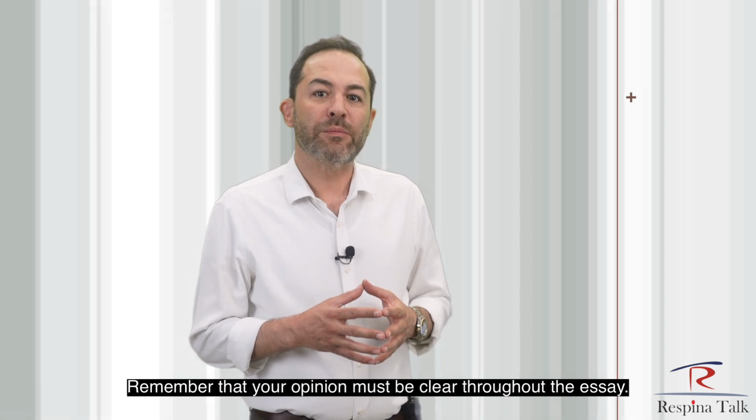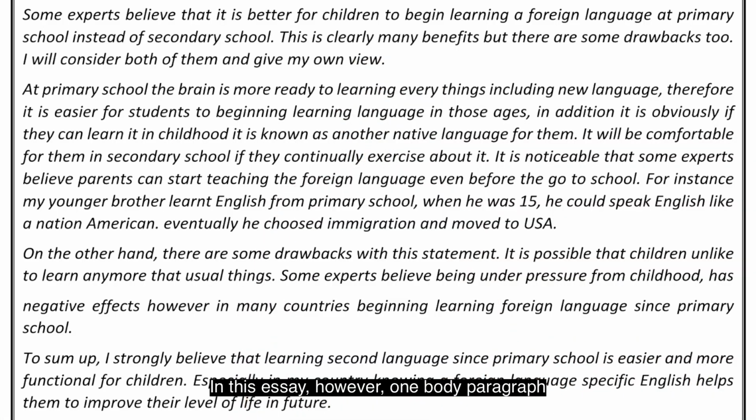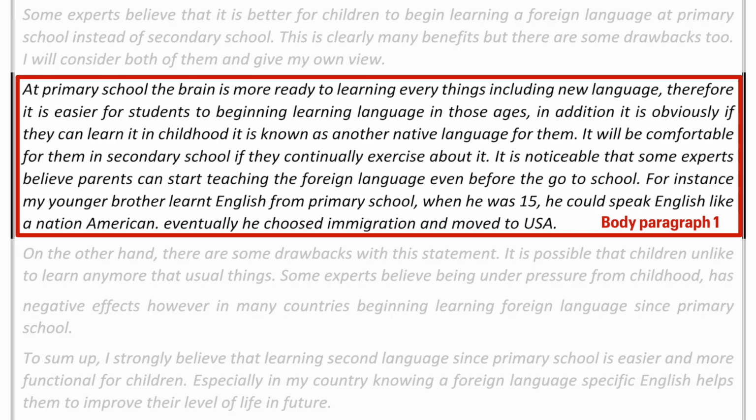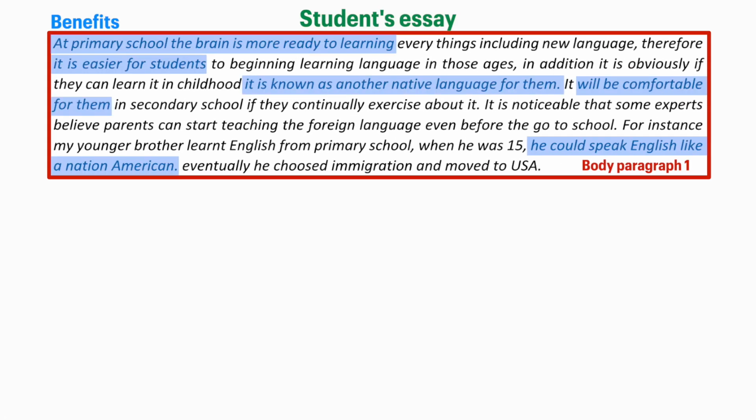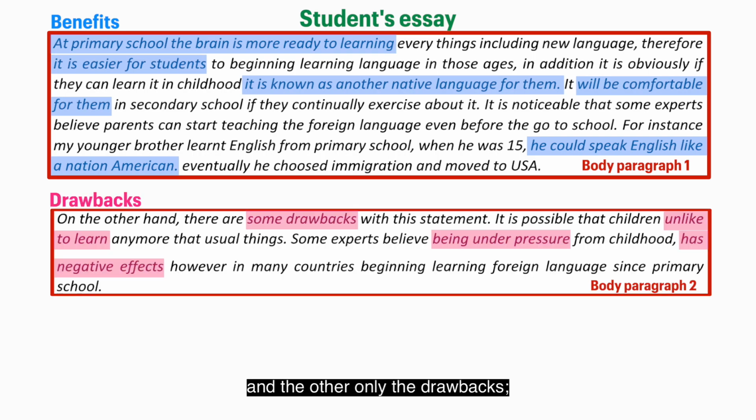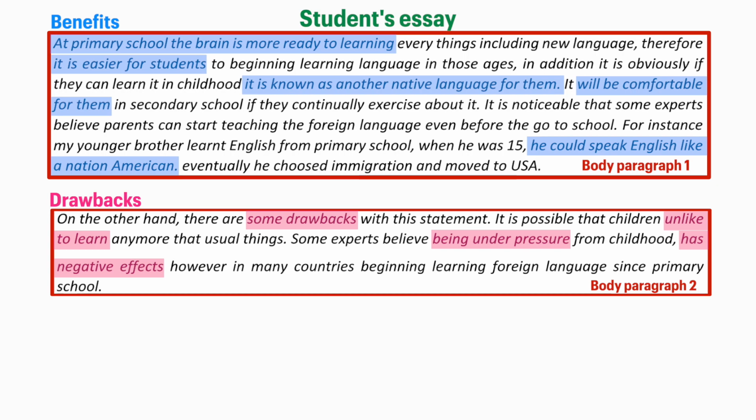Remember that your opinion must be clear throughout the essay. In this essay, however, one body paragraph presents only the benefits and the other only the drawbacks, as if the writer didn't think it would make a difference whether children learn a foreign language at primary school or secondary school.